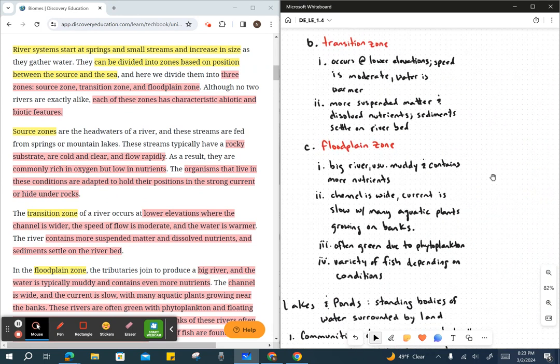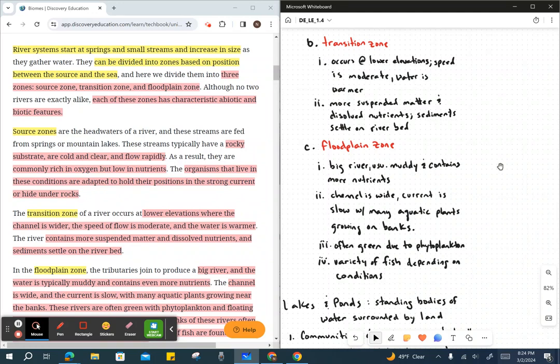The next zone is your transition zone. Imagine yourself moving down an elevation, down a mountain. The water starts to slow down in speed. The water gets a little warmer. You start to see suspended matter, more dissolved nutrients. Sediment starts to develop in there, and then sediment develops on the riverbed.